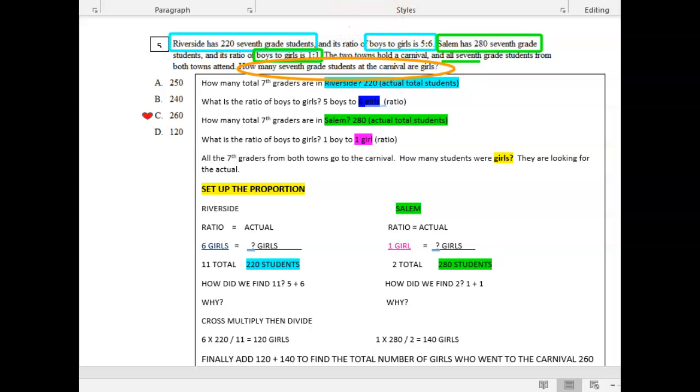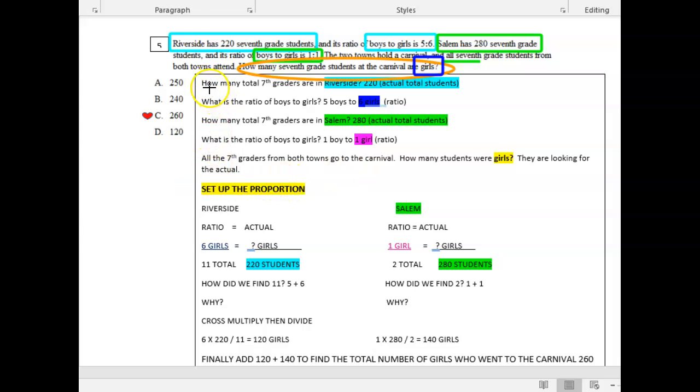Now, it's very important that we understand that they're asking us about a specific gender. The reason why that's important is because when we go to do our calculations, that is going to matter. So I'm going to highlight that they're looking for girls. Now, the text is going to be very important when we solve this information.